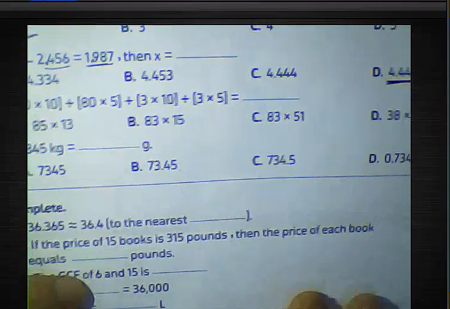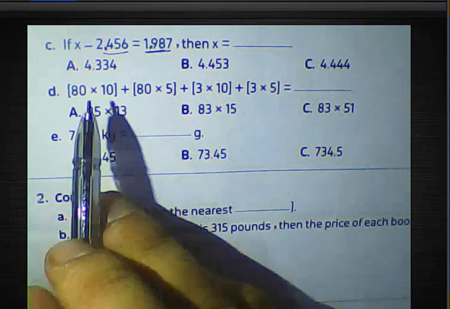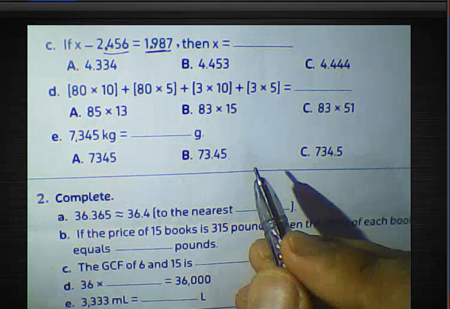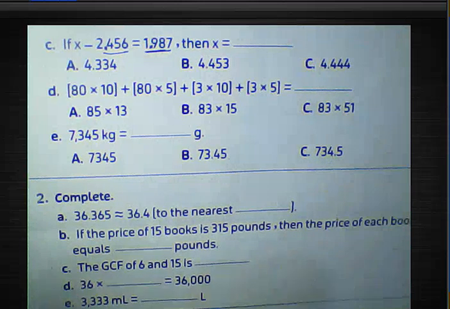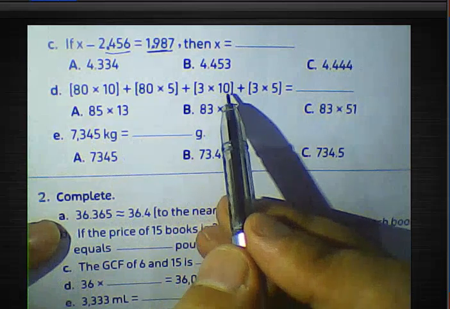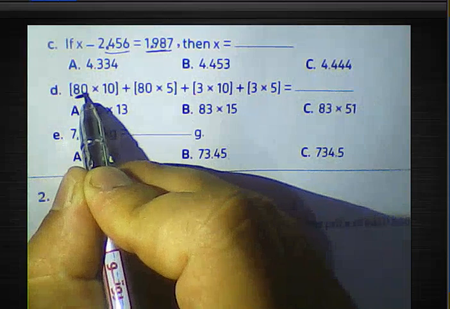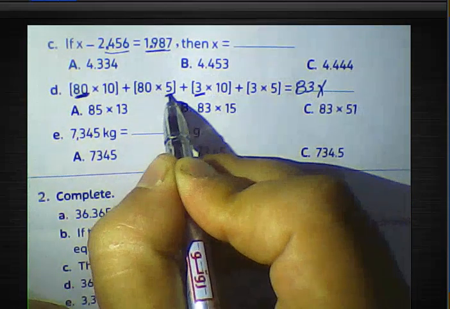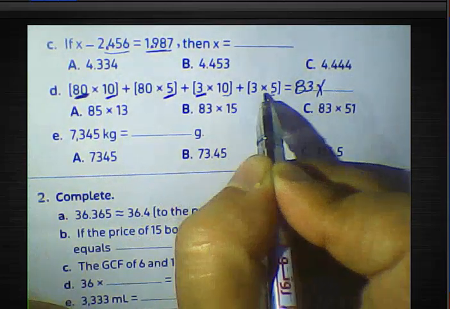Okay, what about question letter D? 80 times 10 plus 80 times 5 plus 3 times 10 plus 3 times 5 equals what? We used distribution for multiplication. Who can tell me 80 and 3? It will be 83. Multiply by, we have here 5 and 10. 5 plus 10 equals 15.